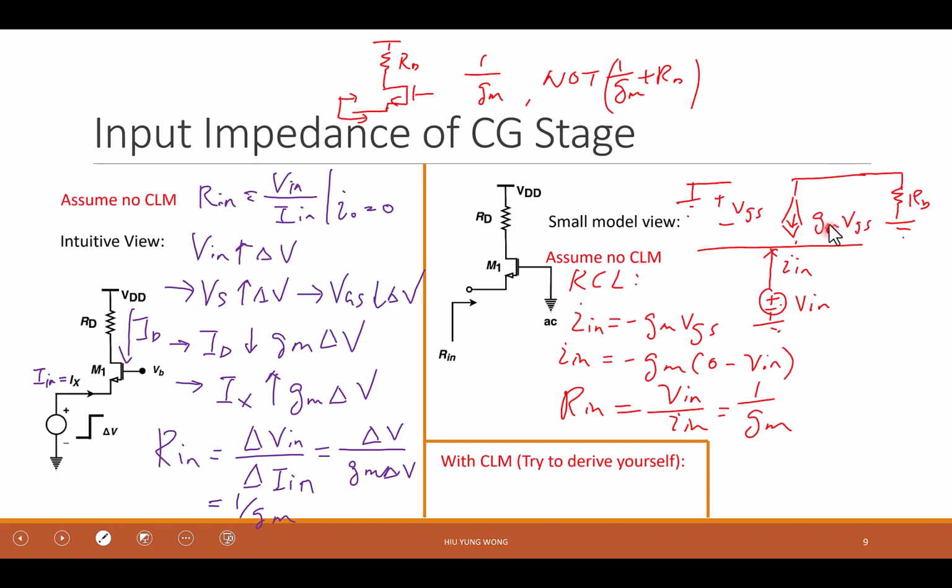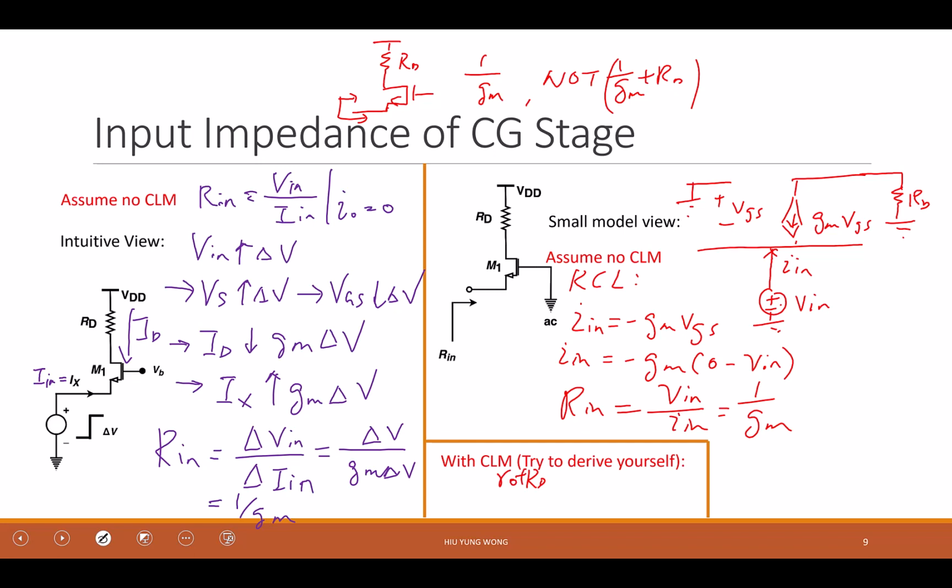But if I have channel length modulation, I put an R0 here, then it will be different. Because now the KCL is I in equal to negative GMVGS plus the current going through the R out. But the current going through the R out depends on the potential here. And now the potential here depends on the value of RD. Right? Because whenever I have a potential here, then I will have a different current going through RD. Then the RD has a role in the input impedance, right?